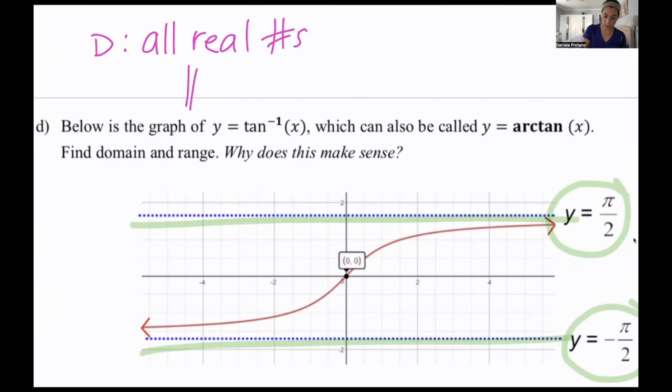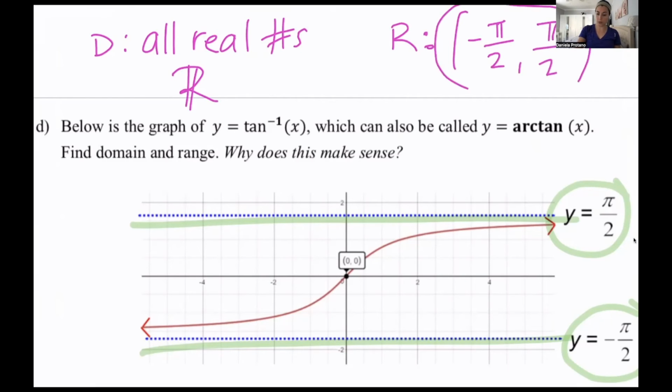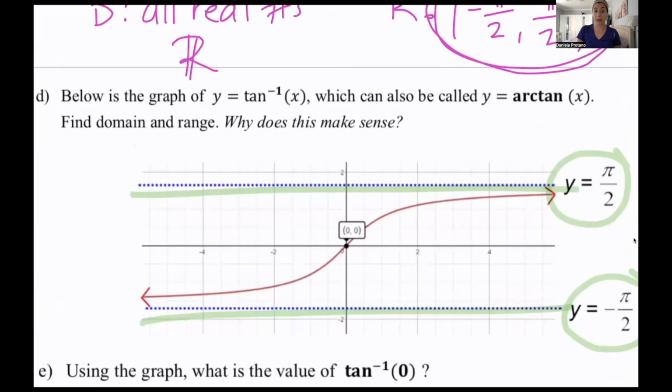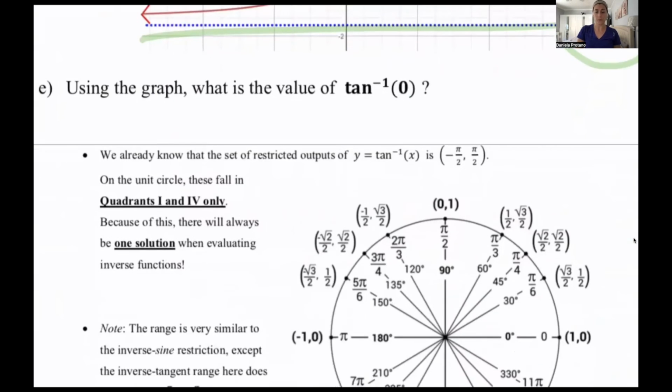Or if you, again, have seen this symbol. And the range now is going to be between negative pi over 2 and positive pi over 2, not including those values because we have asymptotes there. So whenever you do an arctan problem, your answer better be between negative pi over 2 and positive pi over 2.